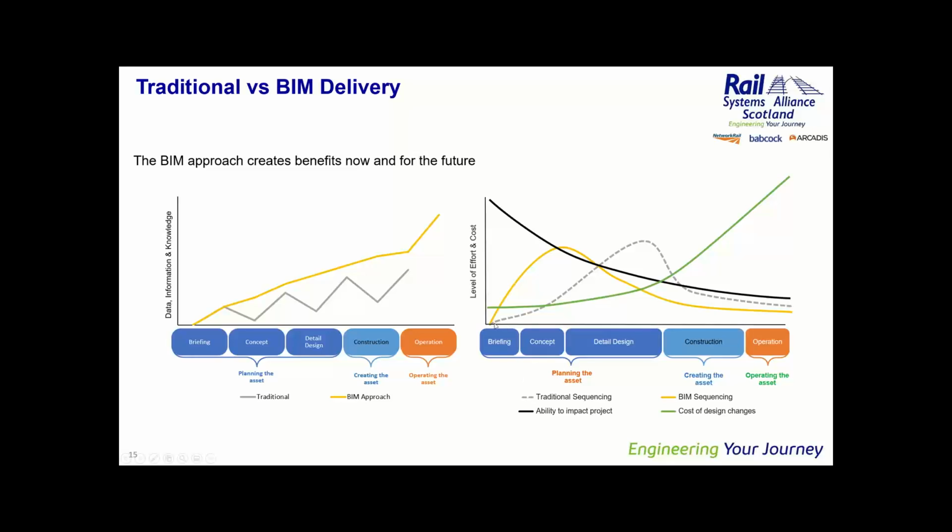It shows that this grey dotted line is a traditional sequence of a design project, and you can see that it increases to a peak in the level of effort and cost right at the tail end of a detailed design, and then it tails off. And what BIM intends to try and do, well, actually, if we look at the other parts of it as well, the dark black line shows the ability to impact a project decreases over the period of the delivery, while the cost of the changes increases over that same time.